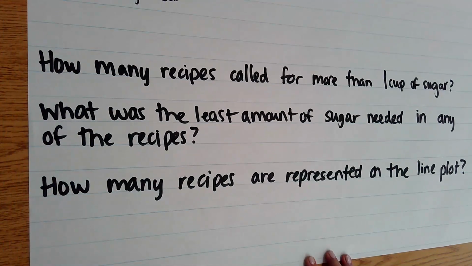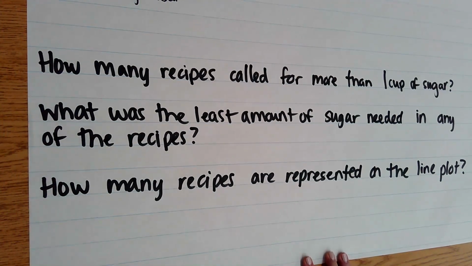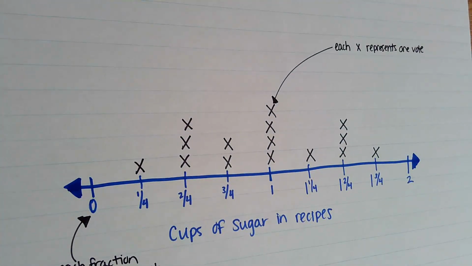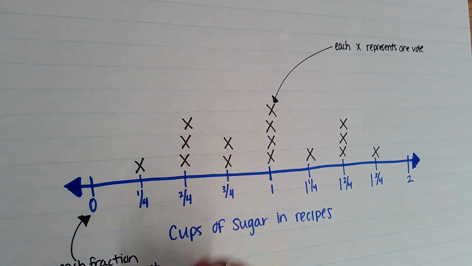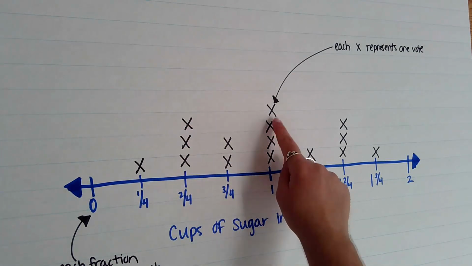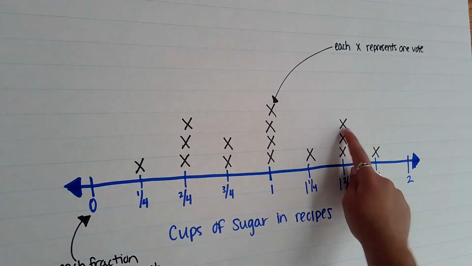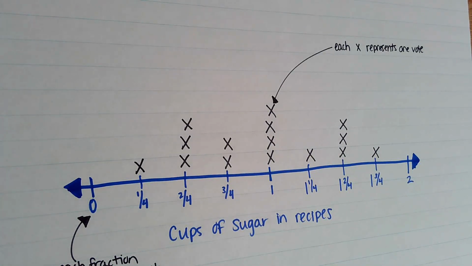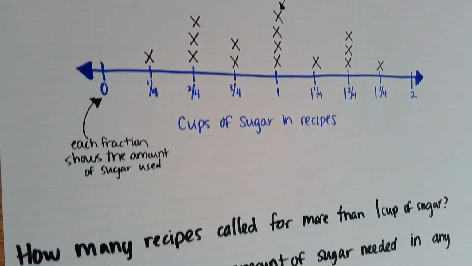And one more question, how many recipes are represented on the line plot? For this question, we would need to count up how many recipes are marked by each of the individual X's. We have 1, 2, 3, 4, 5, 6, 7, 8, 9, 10, 11, 12, 13, 14, and 15. So there are 15 recipes that are being shown in this data set.